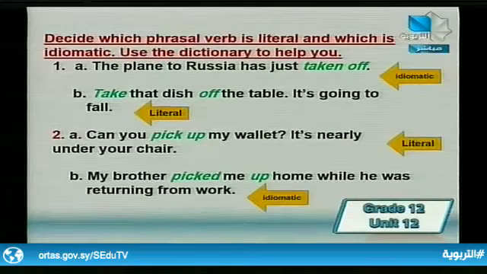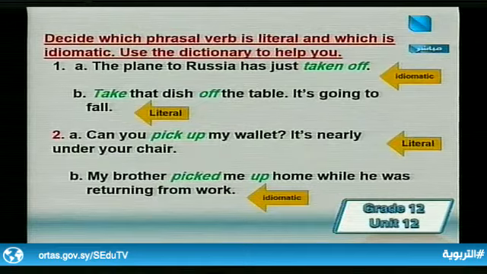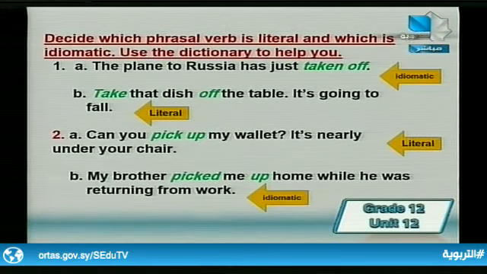The second one, my brother picked me up. He gave me a lift by car. So this is idiomatic. We can't guess. We have to go back to the dictionary to check the meaning of pick up. So here, dear students, you can see that we have the same phrasal verb, pick up, but they have different meanings according to the context, according to the sentences. So in number 2, sentence A, pick up has a literal meaning, while pick up in B has an idiomatic meaning. So this is actually the difference between literal and idiomatic meanings.